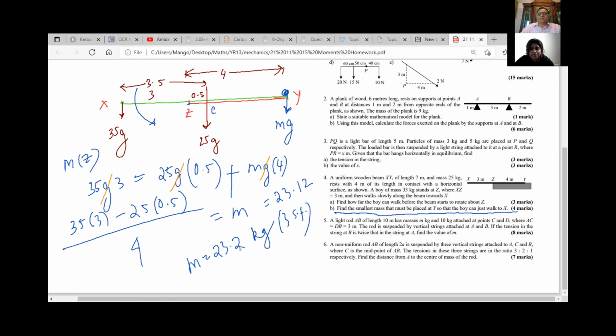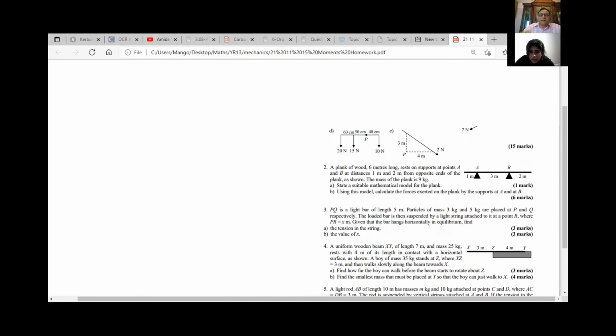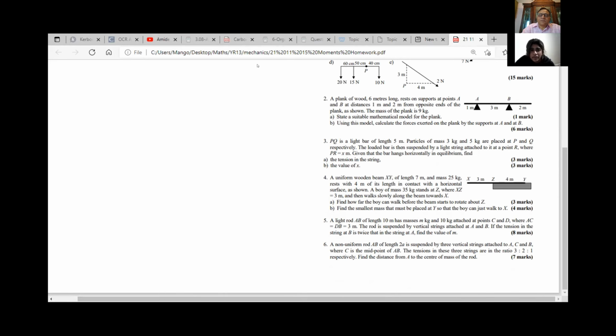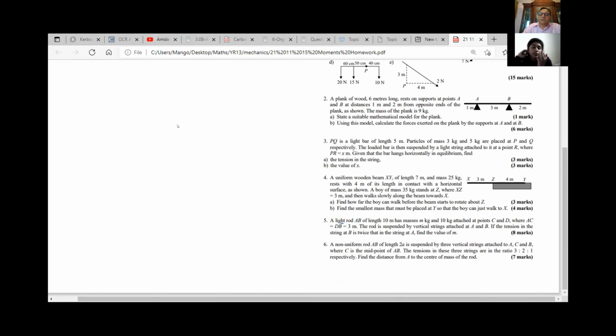Correct. So let's clear this and move on to the next question. Can you please slightly raise it, no, the other way. Okay, that's fine. A light rod AB, when it says light, that means mass is neglected. A light rod AB of length 10 meters has masses m kg and 10 kg attached to the points C and D. Let me draw this first, then we'll read and work it out. They're trying to confuse you with words. Yeah, there are too many things, right?